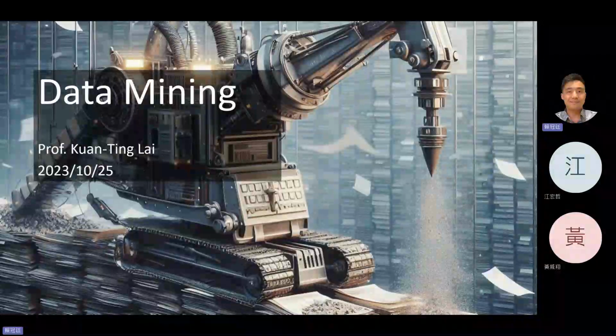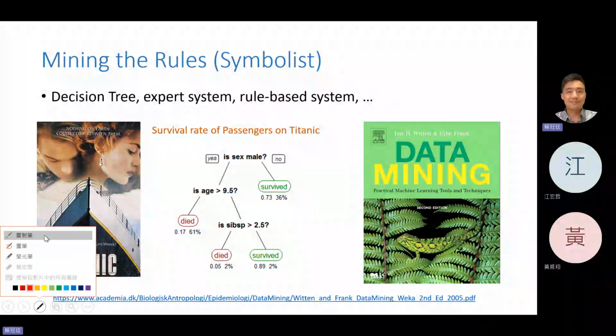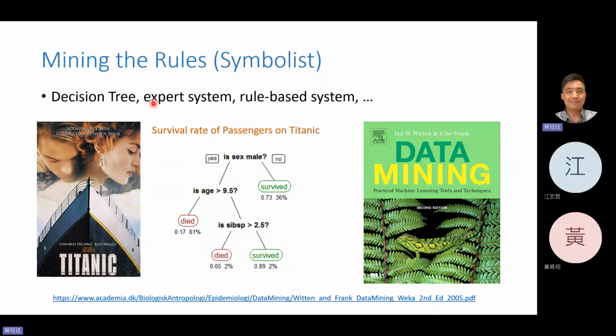Use data mining. Data mining is about learning the rules, or we say mining the rules, searching for the rules. So it belongs to the symbolist range of machine learning, right? The most popular algorithm of data mining is the decision tree. Here is an example where we can learn the decision tree for the survival rate of passengers on Titanic.